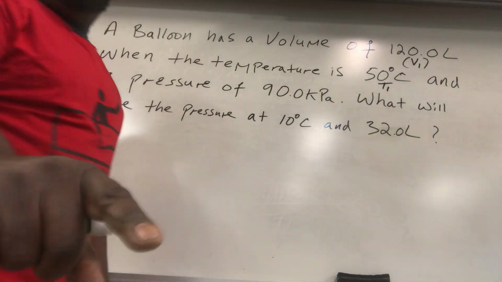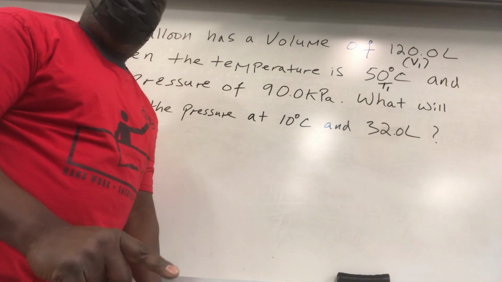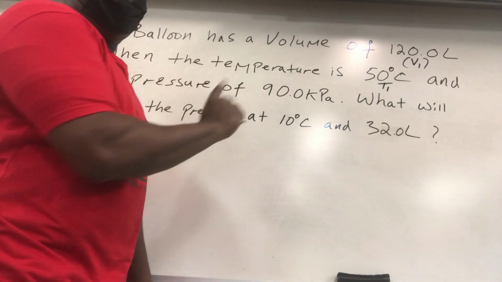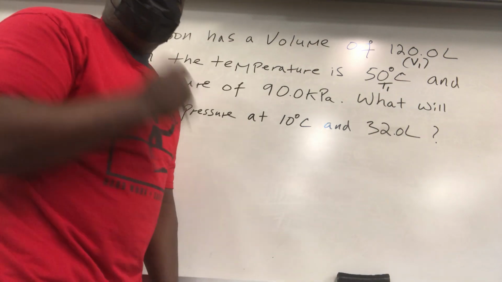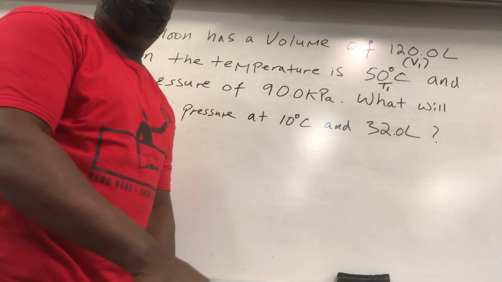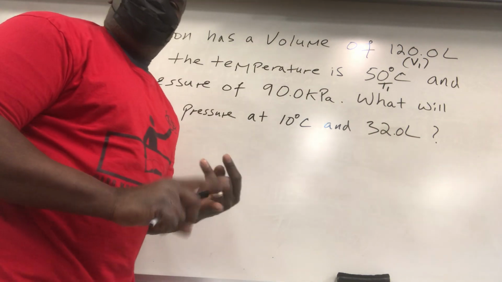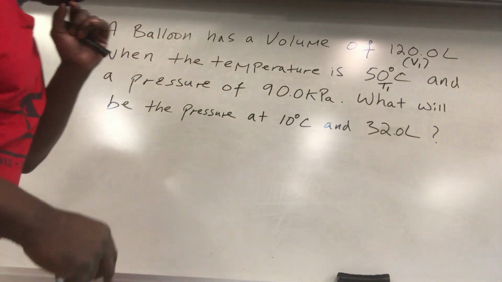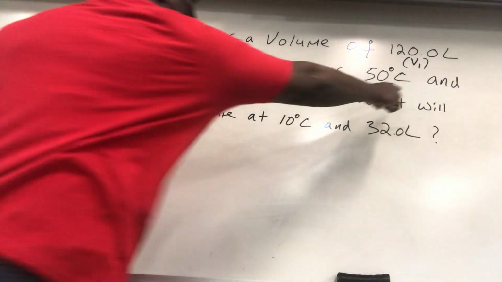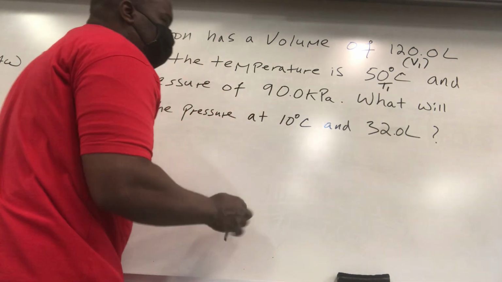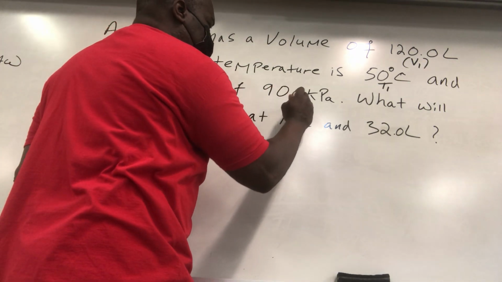Now remember, when we're using temperature in gas law problems, we don't use degrees C. We're going to convert that to Kelvin. If you don't know how to convert degrees C to Kelvin, no problem, the formula is on the back of your reference table. Whatever the degrees C you have, you add 273 to it. I'm going to read on: and a pressure of 90 kPa. That's our pressure 1.